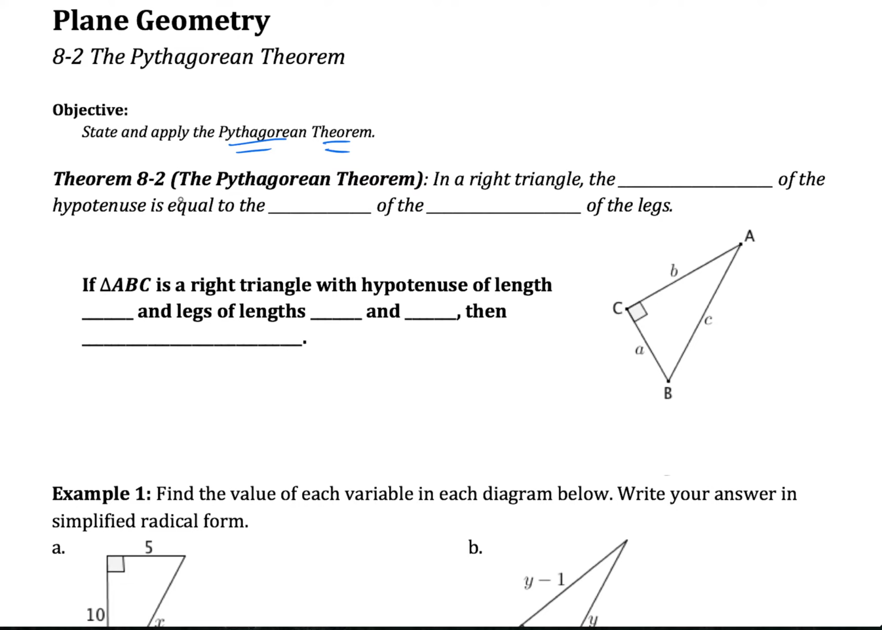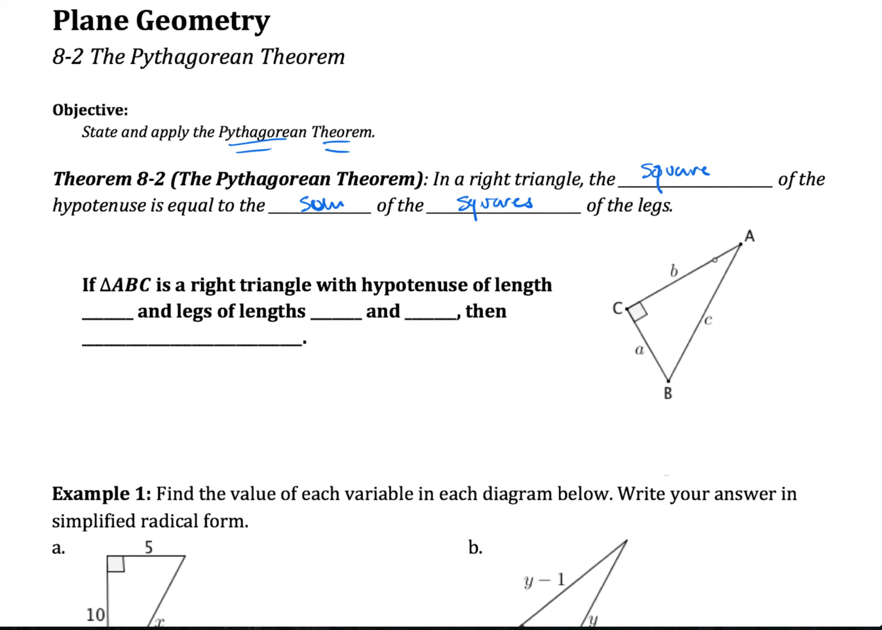And here's what it says. Technically in your book it's called Theorem 8-2, but we're going to be referring to it, of course, as the Pythagorean theorem. It says that in a right triangle, the square of the hypotenuse is equal to the sum of the squares of the legs.